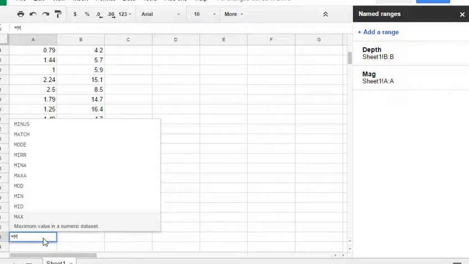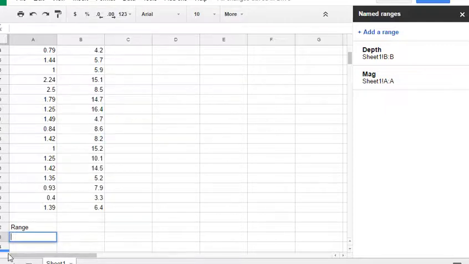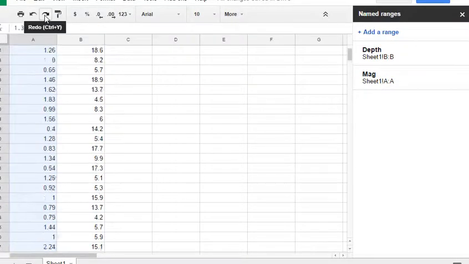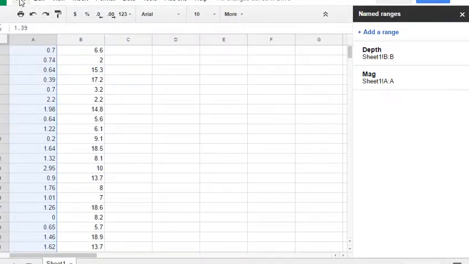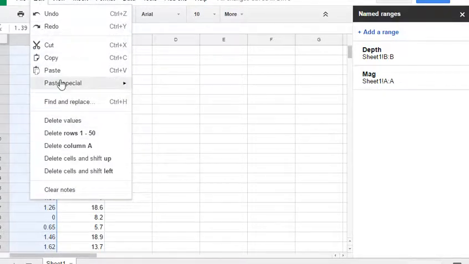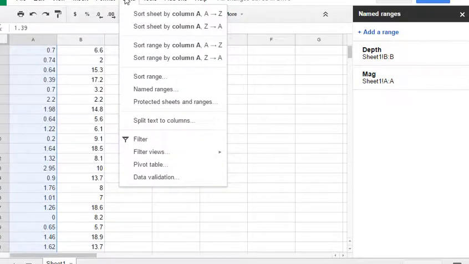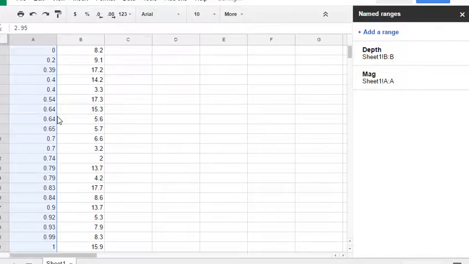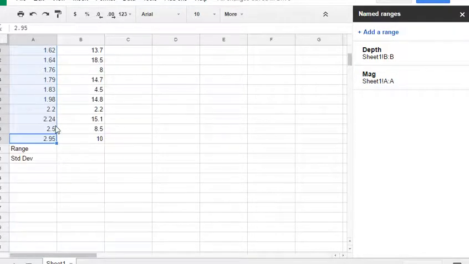You know what? We're going to do a real brute force approach. I'm just going to sort this, and we'll give it the eyeball test. So, sort it. Edit, Data, sort from lowest to highest. So from 0 all the way up to 2.95. So that would be our range, the highest minus the lowest. So the range is 2.95.